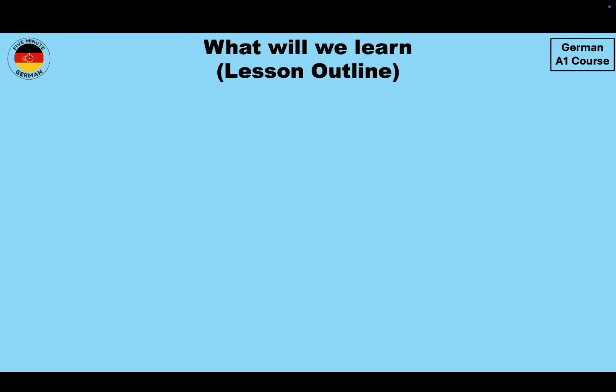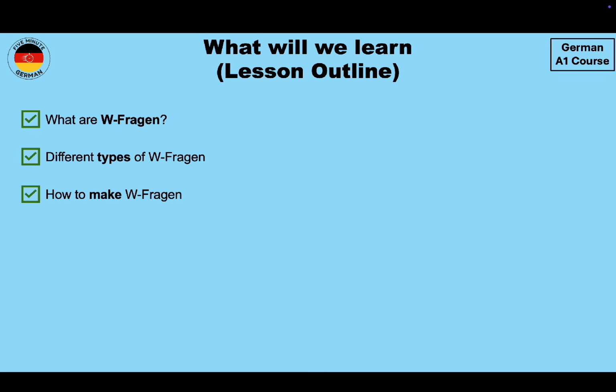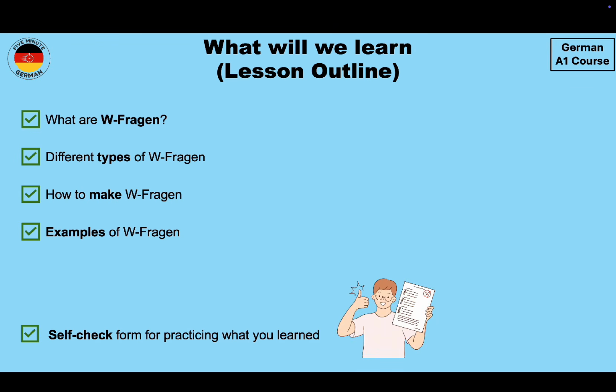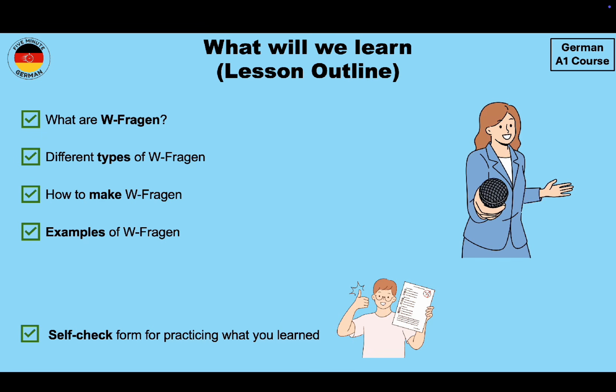So we will start by taking a look at what are W-Fragen. Then we will see the different types of W-Fragen. Then I will tell you how to make W-Fragen. And then we will take a look at some examples of W-Fragen. And at the end, you will get a self-check form for practicing what you have learned in this lesson. So let's start asking questions.